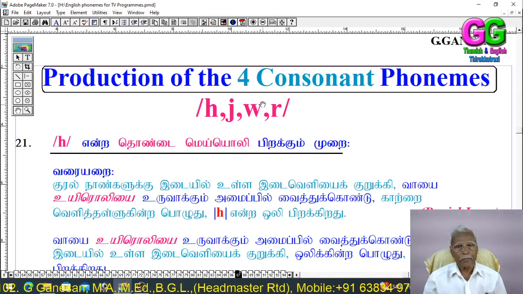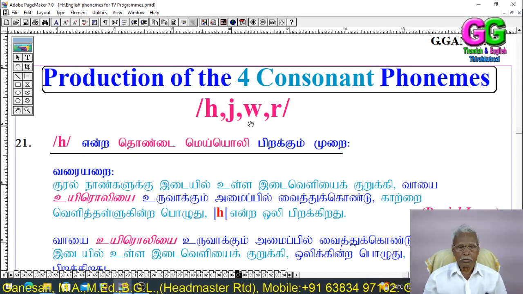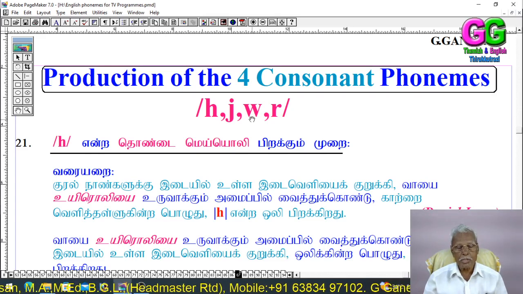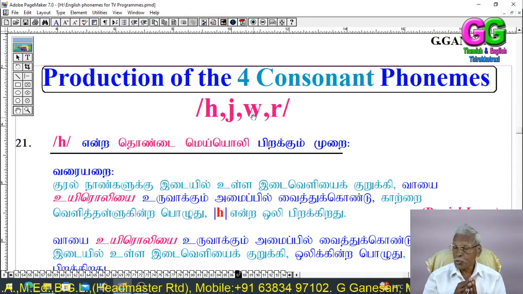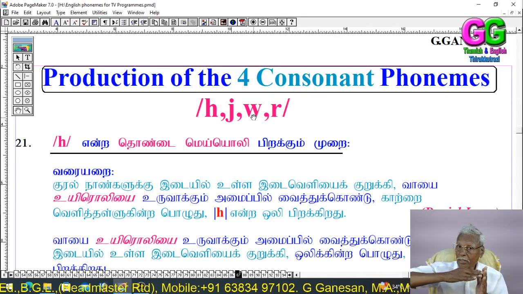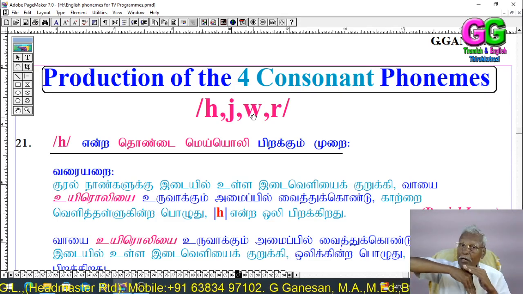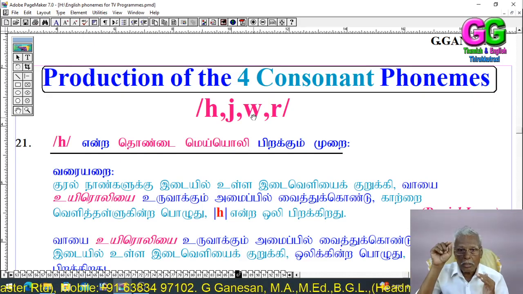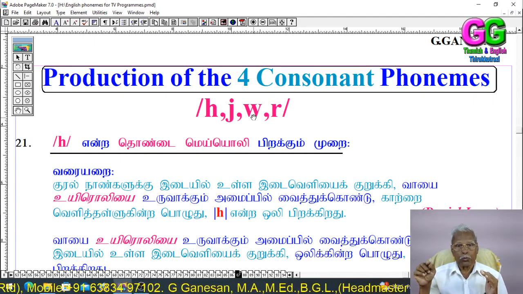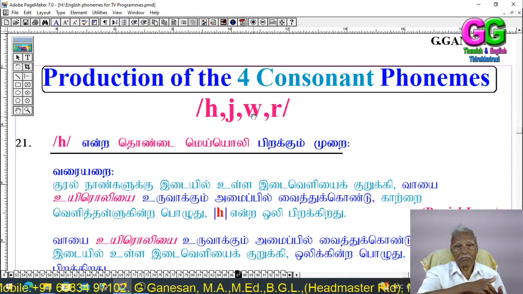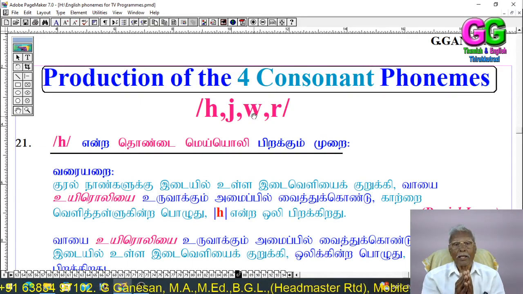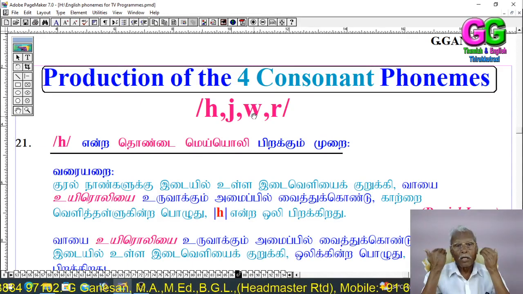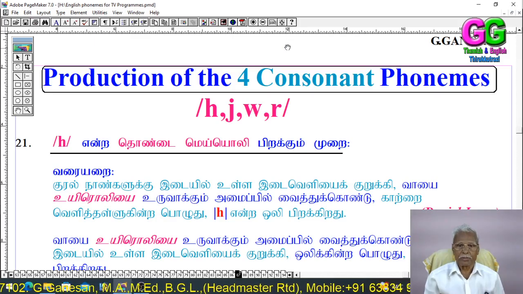Then this phoneme, O. Its name is O. O is produced by moving the back of the tongue from the position of U towards some other vowel and allowing the air pushed by the vocal cords to escape through the mouth.